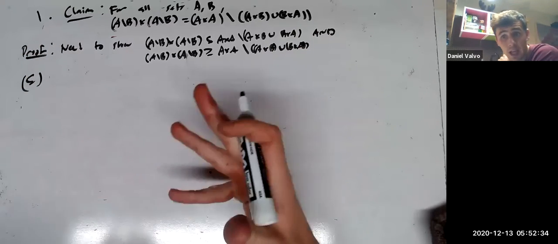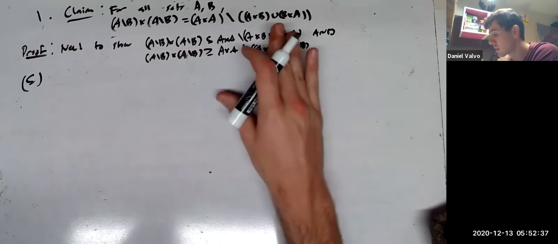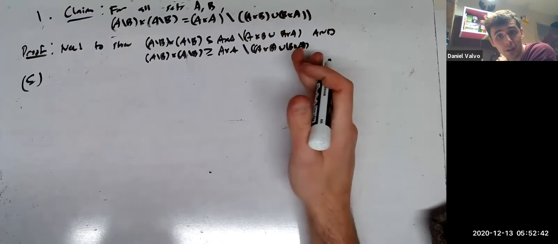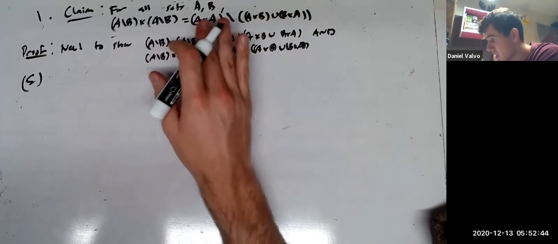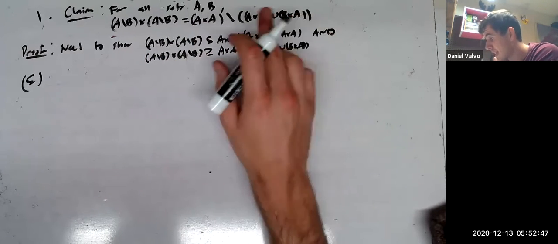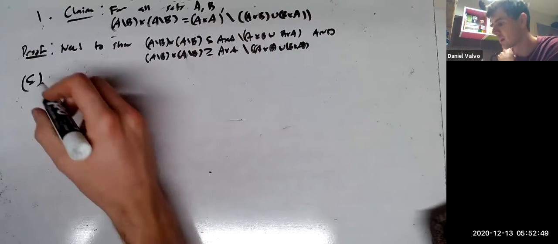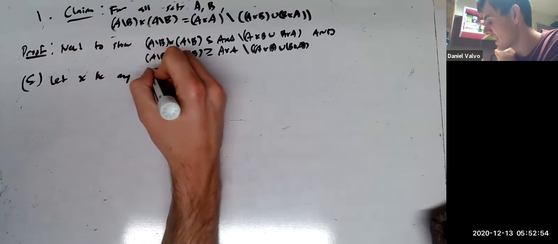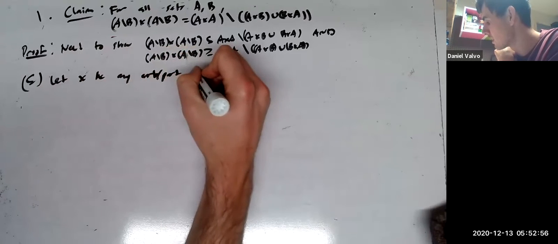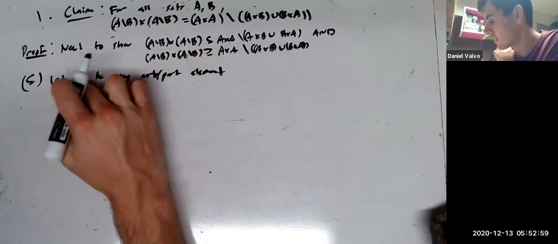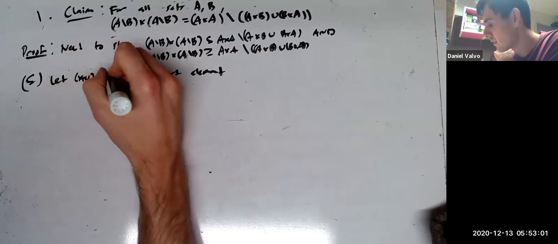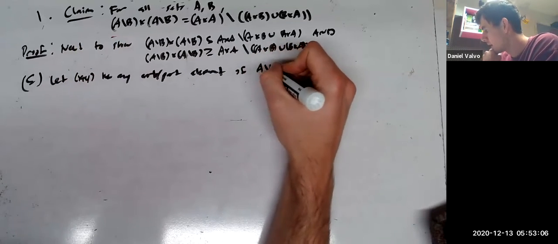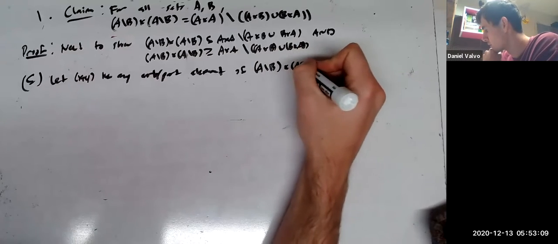To prove any of these containment things, to prove that this set is a subset of this set, you just need to show that every element of this set is an element of this set. This is the element method. So to prove every element of this set is an element of this set, just take any old element of this set and show it must be an element of this set. So let XY be any old, arbitrary, particular element of A not B cross A not B.